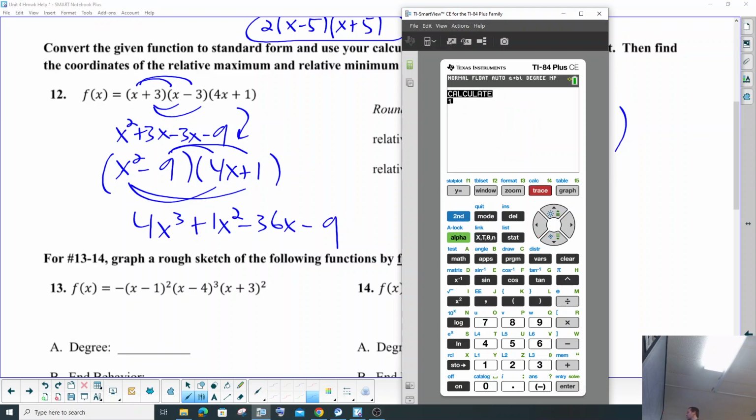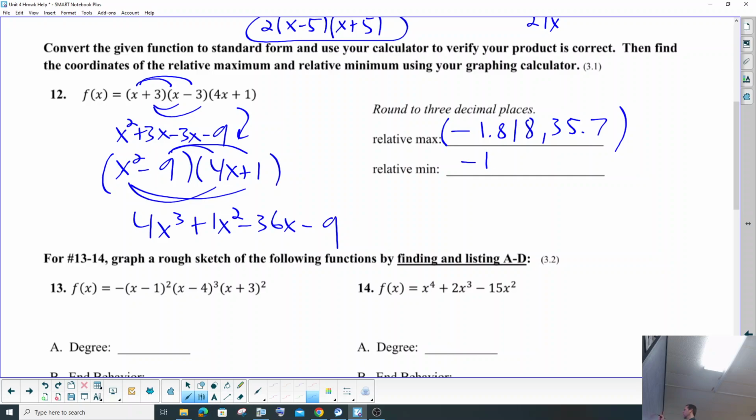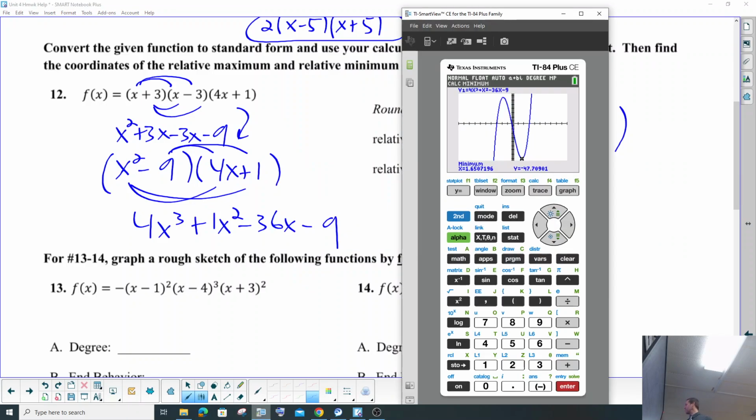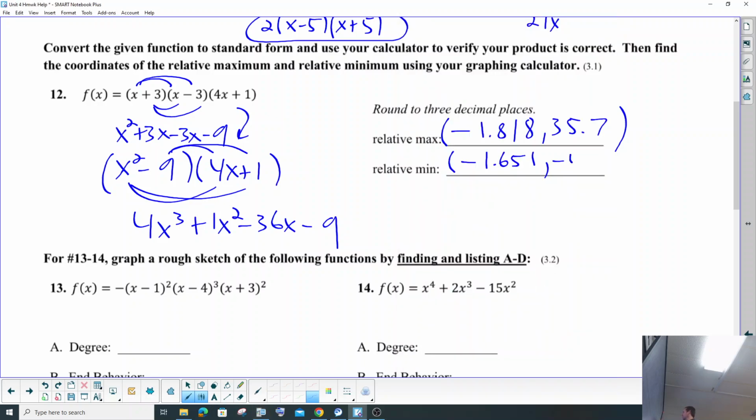There we go. So right about there, 1.66. If you go second calc, remember, you do the minimum feature. And you go left bound, enter, right bound, enter, and then right about there, enter. So we get 1.651. That's for the x value. Remember, round to 3 decimal places. And then negative 47.709.